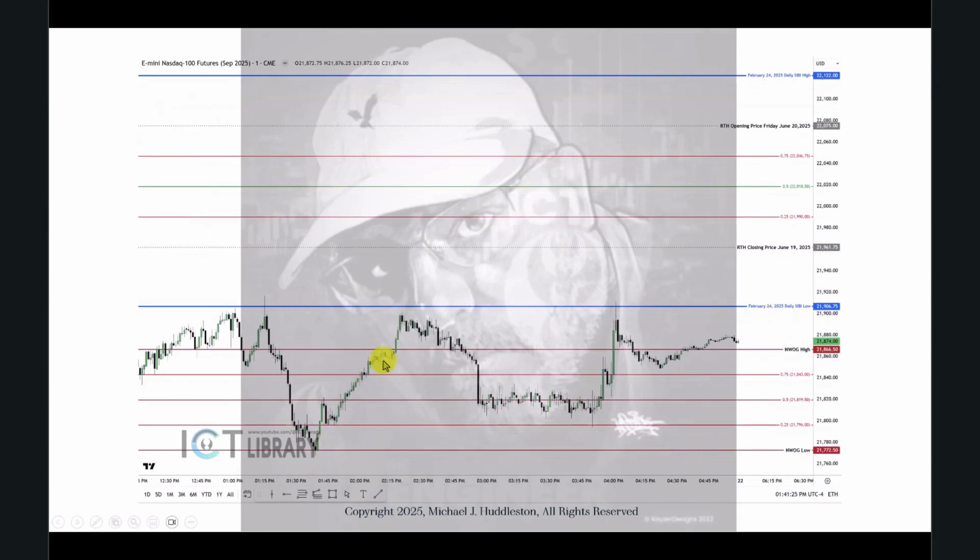There it is there. And it moves marking time basically inside of NWOG. One more time, hammered up to February 24th, 2025 daily SIBI low, just to close in no man's land between NWOG high and daily SIBI low from the February 24th.